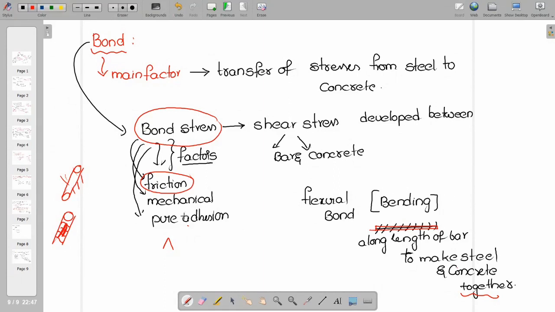Pure adhesion means a gummy, sticky thing, like chewing gum. If it has a sticky nature, the bond is also more. Mechanical means, suppose you have a hanger; if you put it like this, it tries to hold the concrete and steel together. So those are the factors. So bond stress can be achieved by three things: friction, mechanical, and pure adhesion.